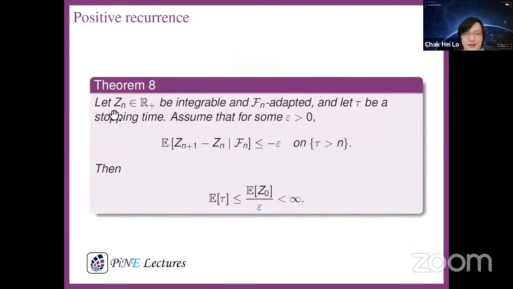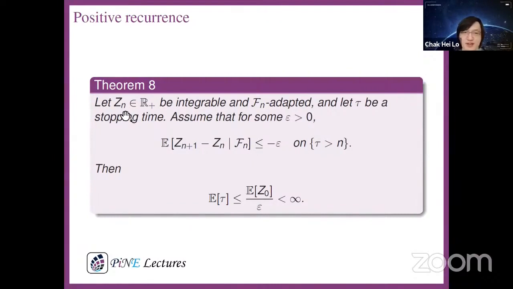So let Zn, which is inside the positive real line, be integrable and Fn adapted. Okay, so Zn is a process, and let tau be a stopping time. And if we assume that for some epsilon greater than 0, the expectation of Zn plus 1 minus Zn, given Fn, is less than or equal to minus epsilon, then we can actually show that the expectation of tau is less than or equal to the expectation of Z0 divided by epsilon, which is finite. Okay, so this is a general theorem.